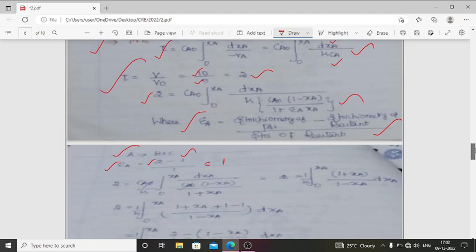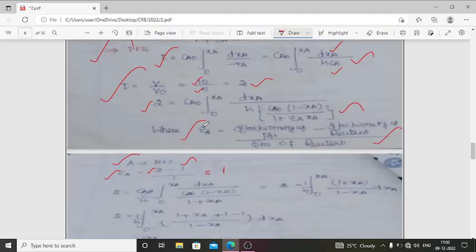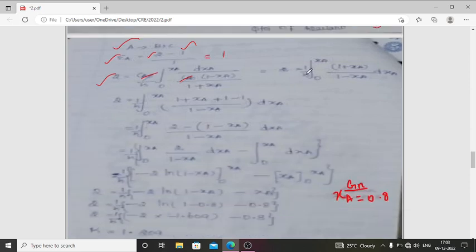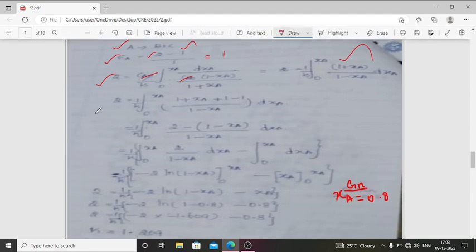So here tau is 2, so 2 is equal to Ca0. K is a constant, take it outside. So Ca0 by K, integral 0 to Xa, dXa by Ca0 into (1 minus Xa) by (1 plus Xa). Why? Because the epsilon A value is 1. Ca0 is cancelled here, it is a common term. After that, 2 is equal to 1 by K, integral 0 to Xa, (1 plus Xa) by (1 minus Xa) into dXa.